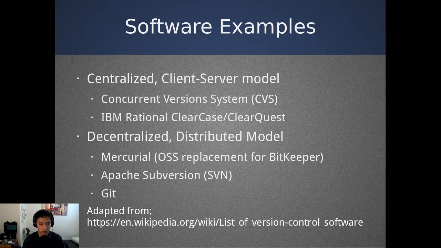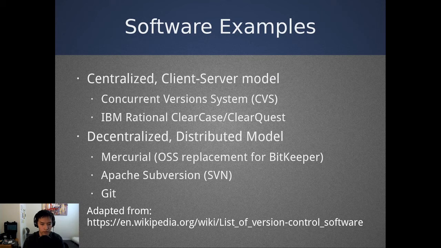Now there's also the other model, which is the decentralized or distributed model, where while there might be a central server for keeping track of all the changes, like the golden or the true, let's say, source of all these files, each person working on that set of documents checks out or has a copy of the entire document set on their local machine. And some popular software solutions are Mercurial, which is the open source replacement for Bitkeeper, kind of. There's Apache Subversion, if I'm not mistaken, and then there's Git, right?